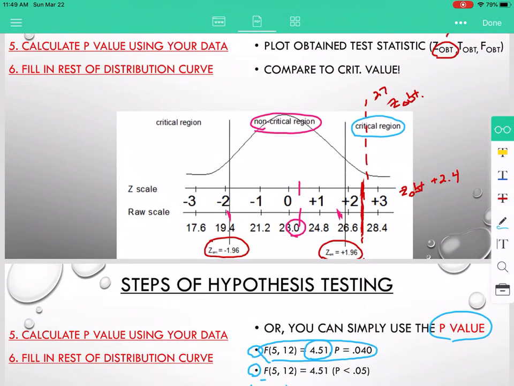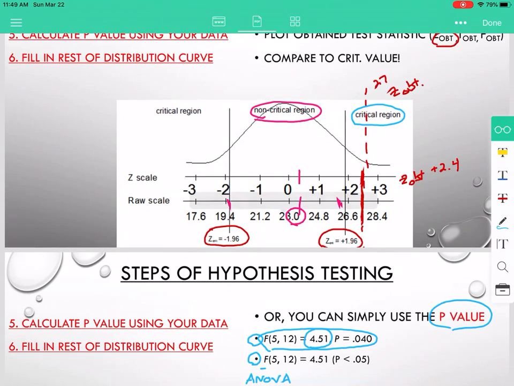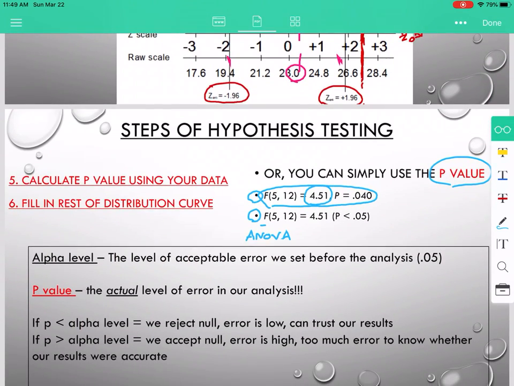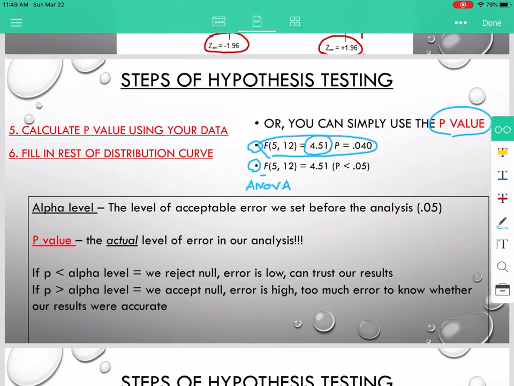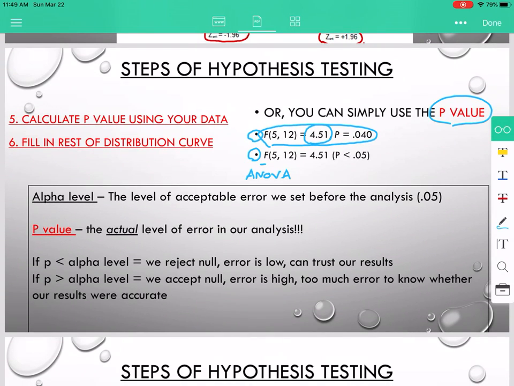If I were actually doing this by hand, my F obtained would be 4.51. I could literally plot that on the raw scale, because those will be raw numbers, which actually don't match with these raw numbers, but that's okay. Then beside the actual F obtained value, it gives me the P value. Let's talk about what the P value is. The P value is the actual level of error you got in your analysis.